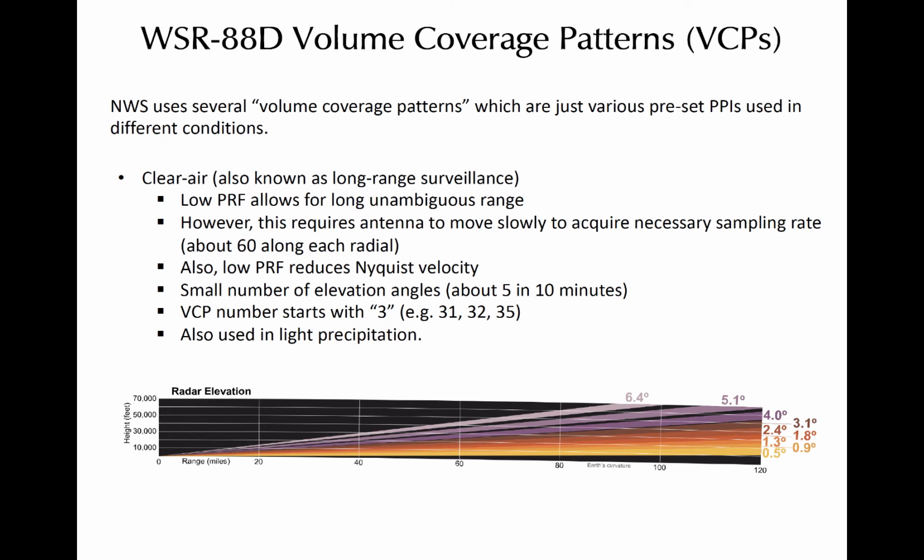Various combinations of elevations and PRFs may be used depending on the requirements. This type of VCP generally features a small number of elevation angles, however. VCP 35 is shown in this image and is a little faster than other clear air scan strategies.